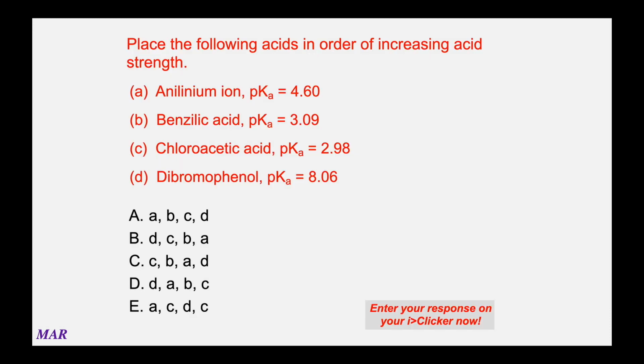Cool. Here are 4 acids with 4 pKa's, and I'd like you to put them in order of increasing acid strength. Now remember, pKa is related to Ka, and Ka is related to the strength of the acid. So think about those 4 values and put them in order of increasing strength, weakest to strongest. Pause the video, work on this question, and when you're ready, you can unpause it. We'll talk about the answer. Pause the video now.